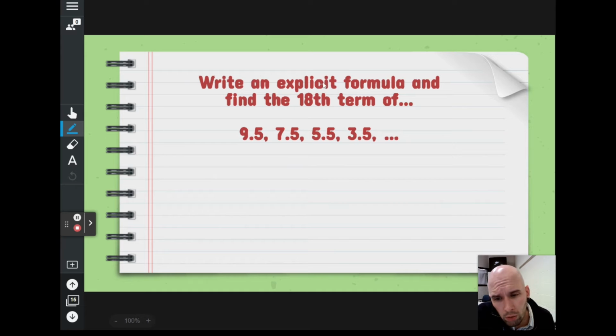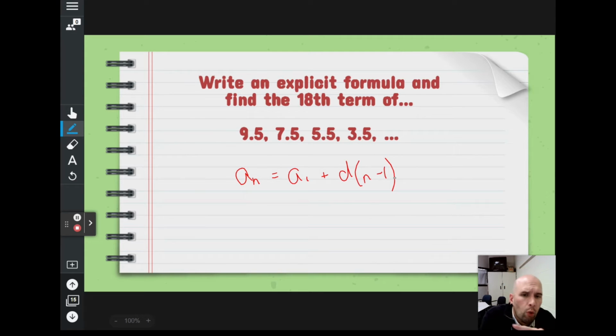Now, the explicit formula, which means it involves more cursing, is A sub n equals A sub 1 plus D times n minus 1. So I have to write a formula, and then I have to find the 18th term. That's going to be fun, but I have calculators. What do I know? I know A sub 1 is the first term, so that helps. I know that every time I get from one number to the next, I subtract 2.